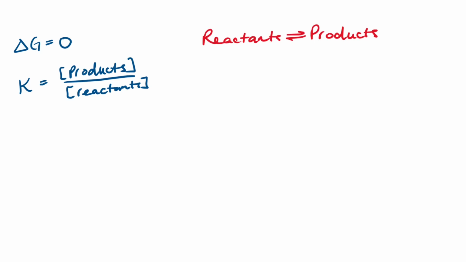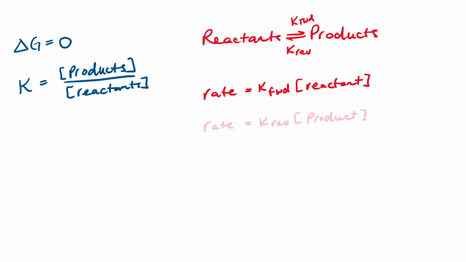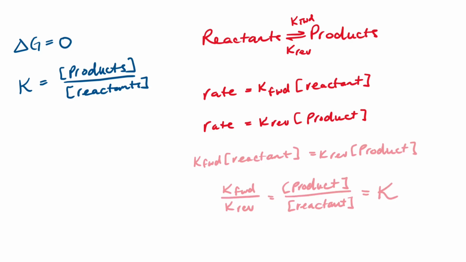This is because the rate of the forward reaction is the same as the rate of the backwards reaction. You'll remember from our kinetics lessons last term, the rate is equal to a constant k times the concentration of the reactant. That means that the reverse rate is equal to a different constant times the concentration of the product. And since these two rates are equal, then the ratio of the forward constant to the reverse constant is the same as the ratio of the concentration of the products to the reactants at equilibrium, and this is the definition of our equilibrium constant, K.